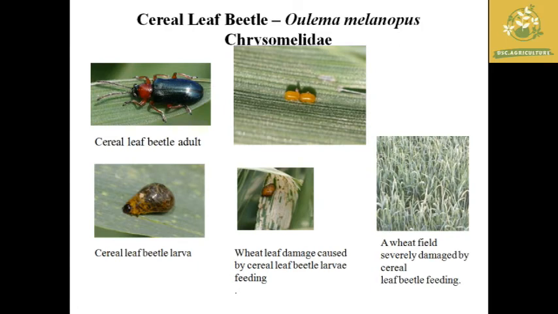And the other insect is the cereal leaf beetle, where the scientific name is Oulema melanopus, and the family is Chrysomelidae. I have given the pictures of the cereal leaf beetle. Yes, a wheat field which is severely damaged is shown in the pictures, where they damage the leaf by feeding on the entire chlorophyll content.